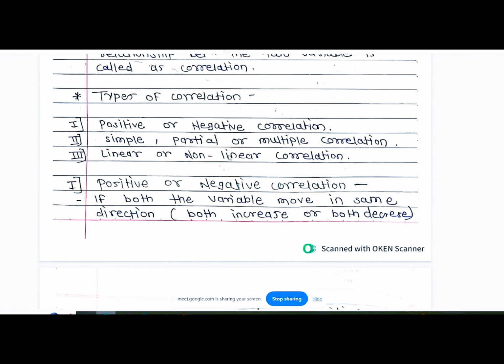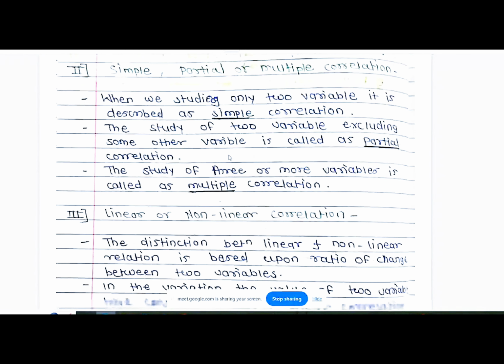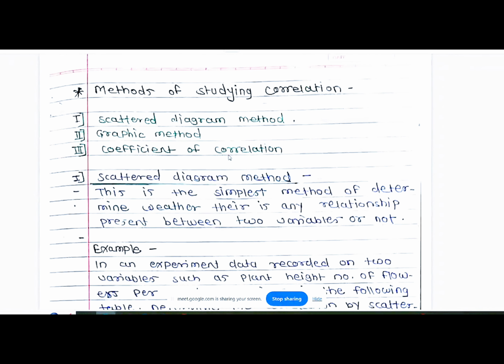So this is the theory of positive and negative correlation, then simple, partial, and multiple correlation, and linear and non-linear correlation. Now I am going to focus on this.